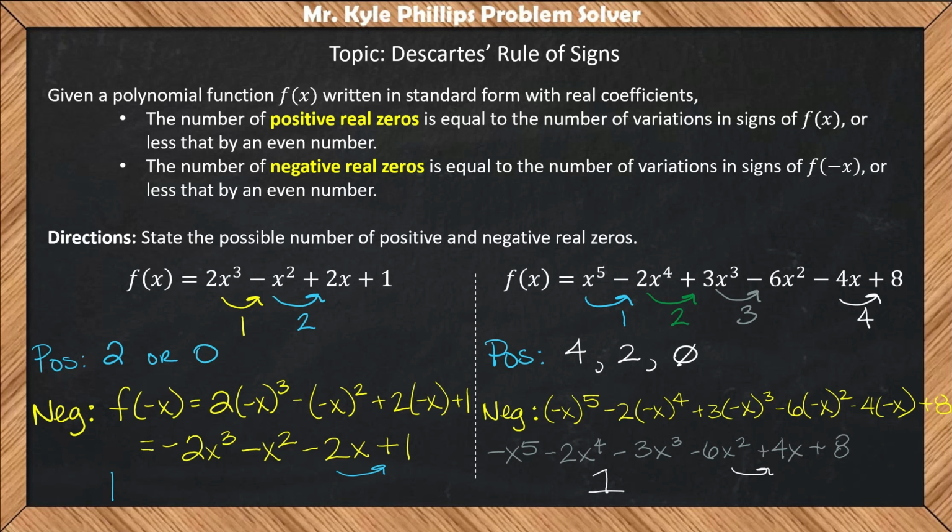And that's pretty much it. That's how you determine the number of positive real zeros and the number of negative real zeros.